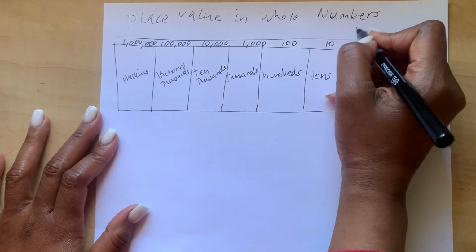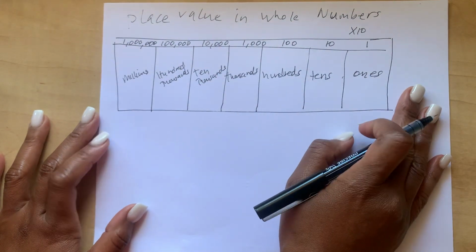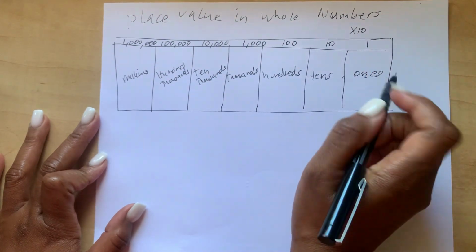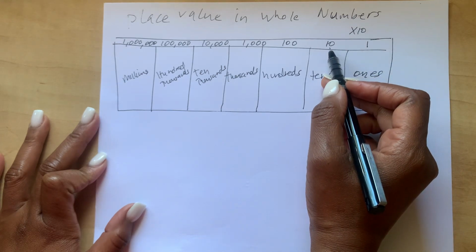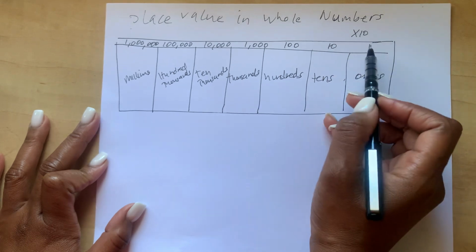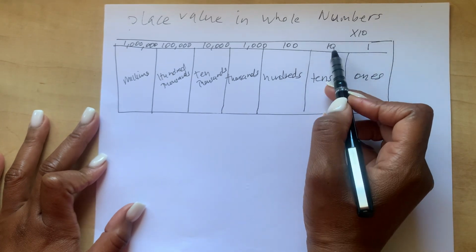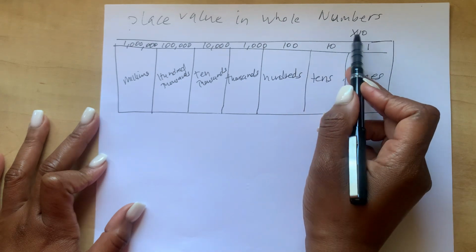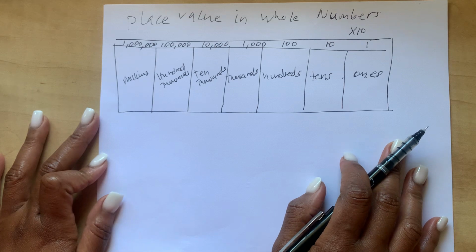You just want to remember that each time you move over to a different place, it's times 10. So for example, your ones column, you have 1, and then once you move over to the tens, it's times 10. And you can see it there where 1 times 10 is 10, 10 times 10 is 100, 10 times 100 is 1,000, and so on.